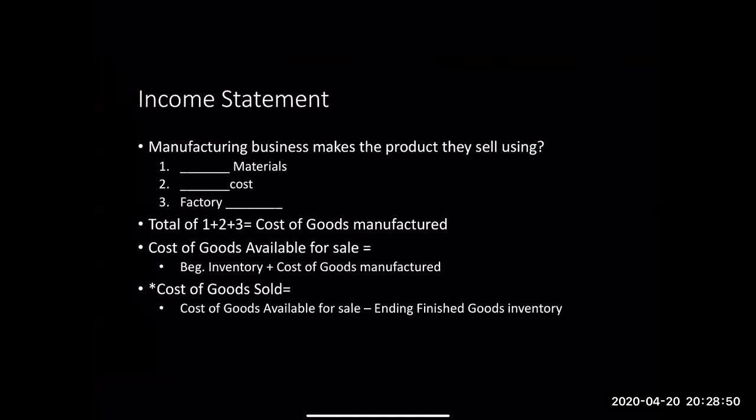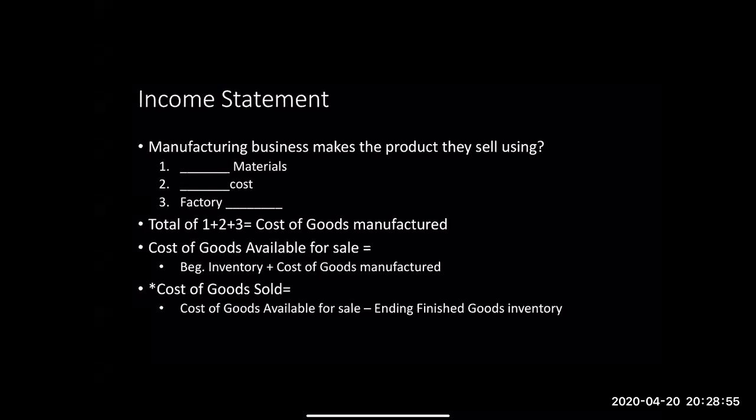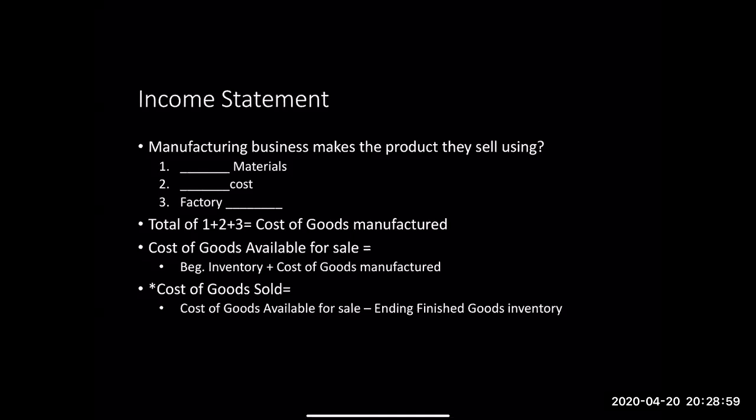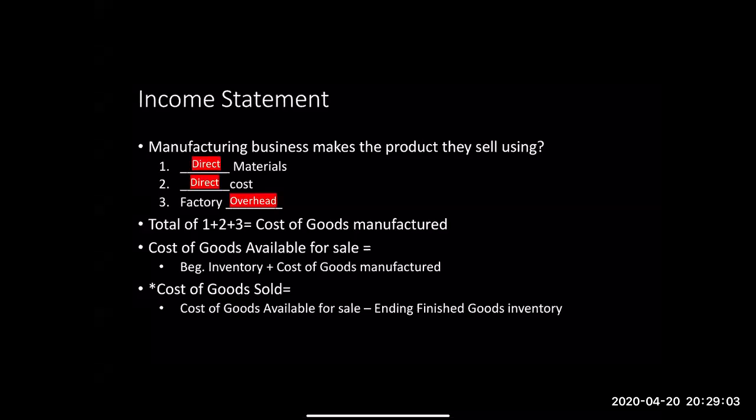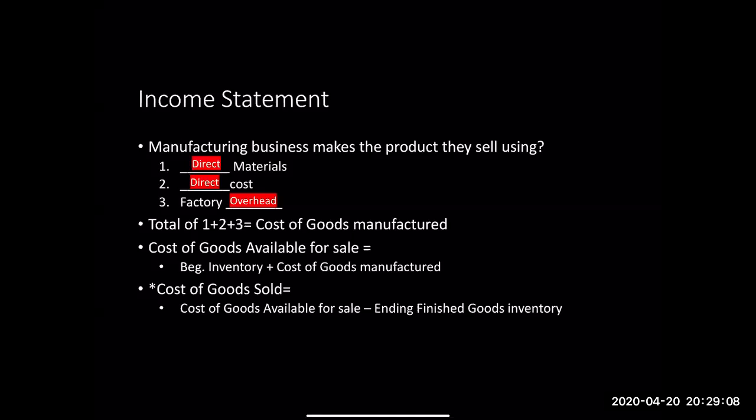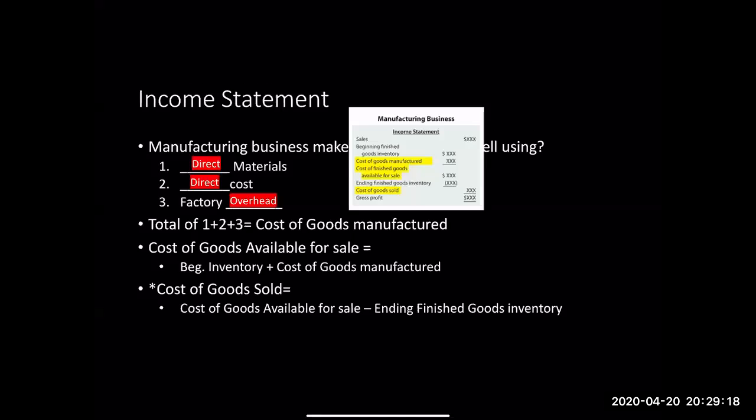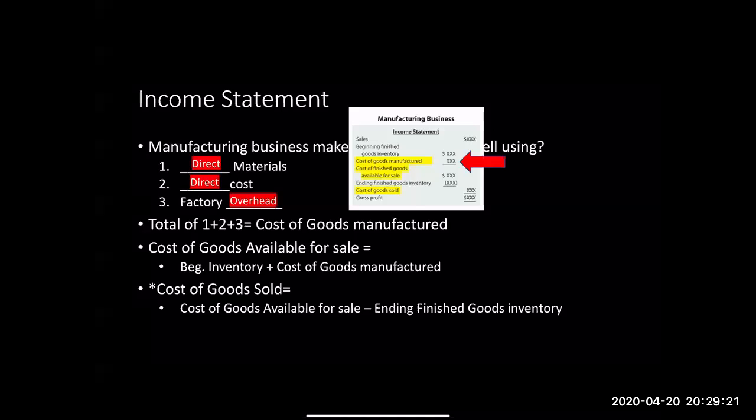All right, so on the income statement, how does a manufacturing business make the product they're selling? They need some direct materials, they need direct labor costs, and they need factory overhead. All three of those things added together, 1, 2, and 3, are considered your cost of goods sold, right? And so you have all of this other information, which is part of a formula, but I'm going to walk you through what that looks like, okay?